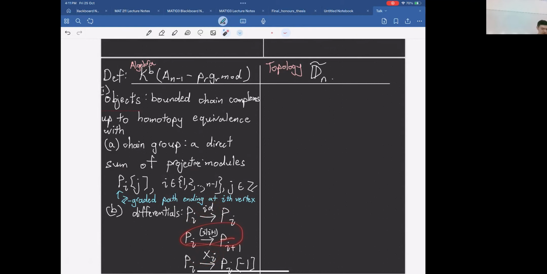And then if you go from i to i plus 1, there's an obvious map you can put, which is the path from i to i plus 1. That's all. Also make sure that when you put these chain groups together and compose the differential, it satisfies d squared equals 0. So this is what you did in algebraic topology.